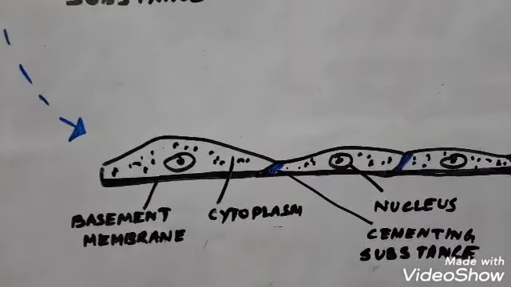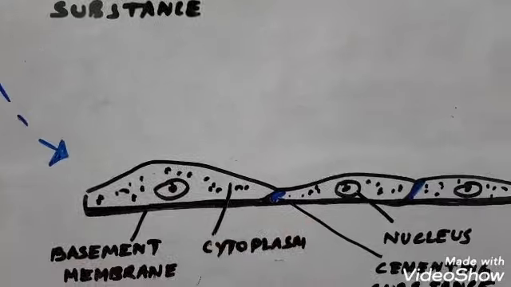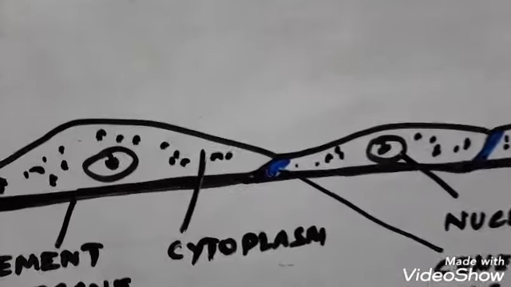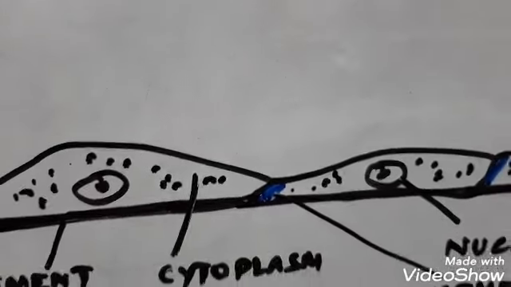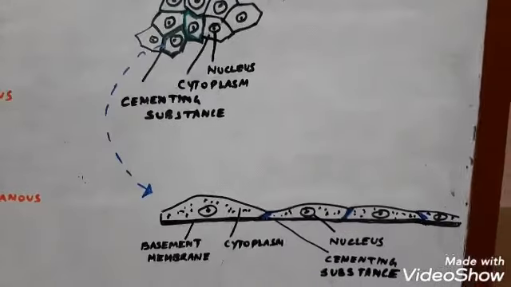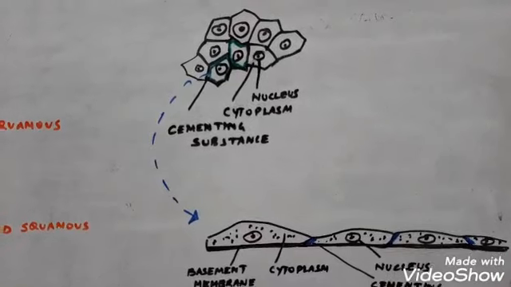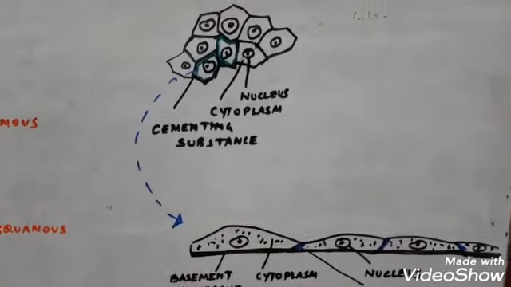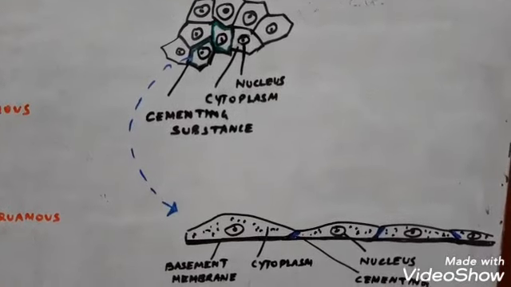Now you see this is the basement membrane on which the cells lie, the cytoplasm, the nucleus, and the cementing substances that I have marked in blue color. So this is about the simple squamous epithelial tissue. Next I will describe the stratified squamous, which are multi-layered.